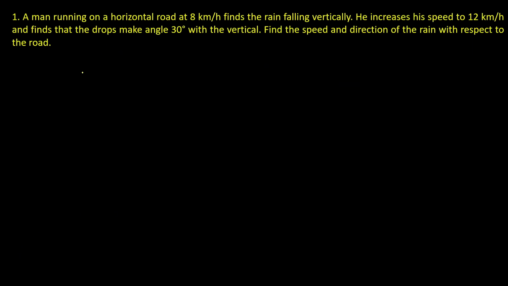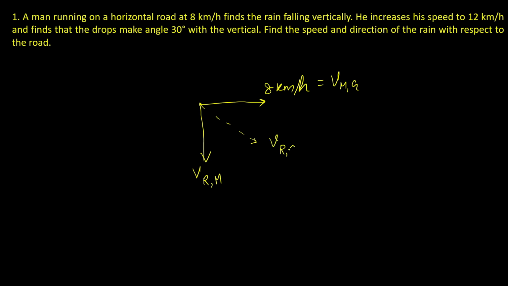The first question is taken from the H.C. Verma book, an example question. A man running on a horizontal road at 8 km per hour, suppose this is the man running in this direction, finds the rain falling vertically. At this speed he finds that the rain is falling vertically. So this is the velocity of man with respect to ground, and this is the velocity of rain with respect to man. So the resultant will be somewhere over here. This is the velocity of rain with respect to ground.